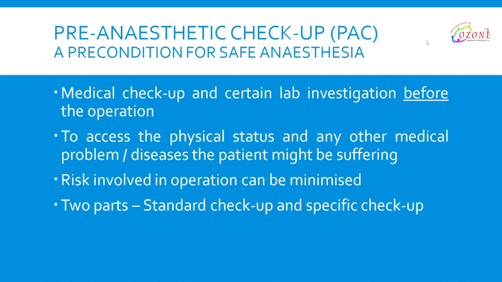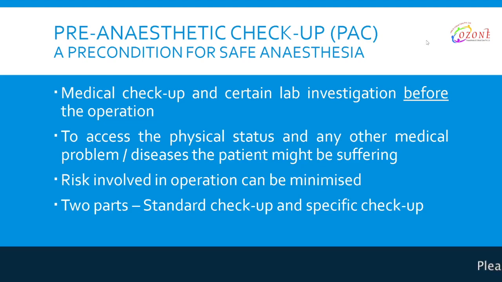This examination consists of two parts: standard checkup and specific checkup. The standard checkup includes examination of the cardiac system, respiratory system, and neurological system. So you check the heart, whether there are certain things that you need to note, the respiratory system, and the neurological checkup. The specific checkup is related to the particular parts that are more important during anesthesia, like examination of the neck, where you want to intubate a person, or during local anesthesia, that specific part you can check and note down.